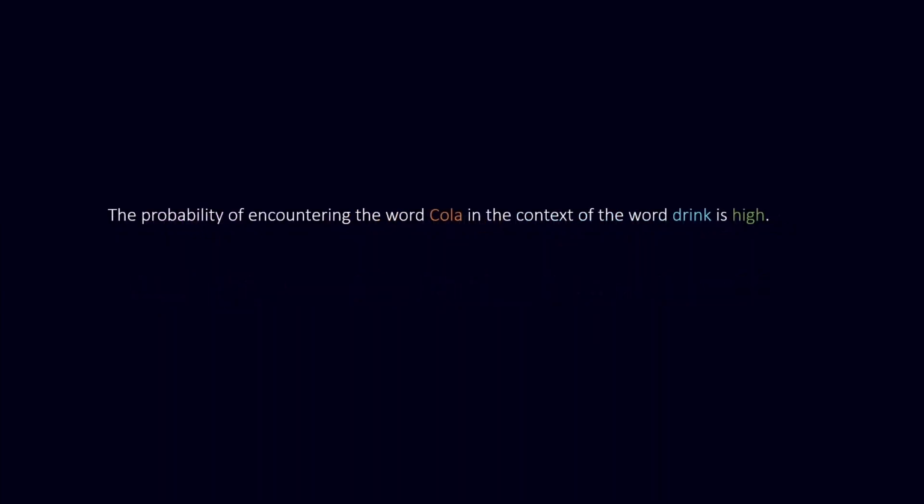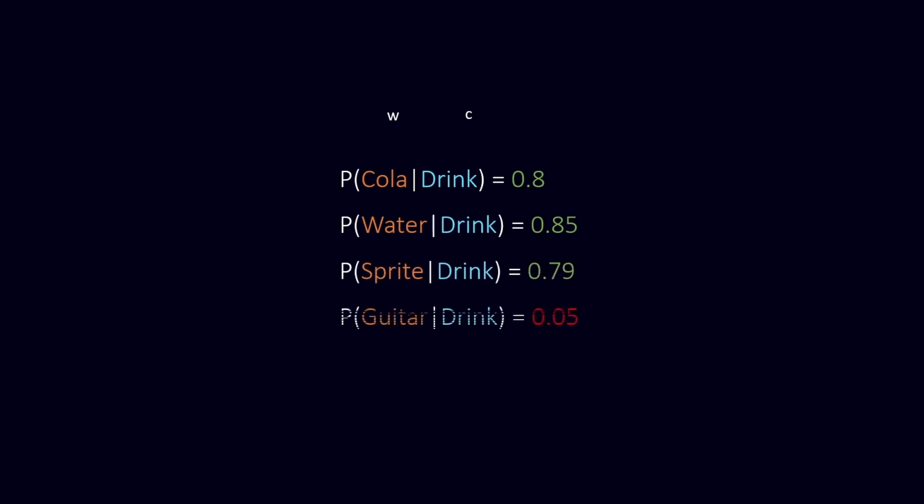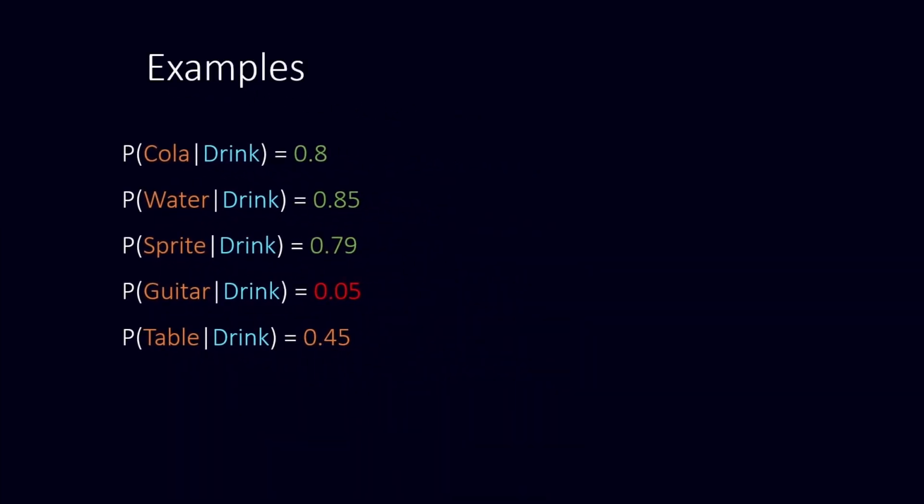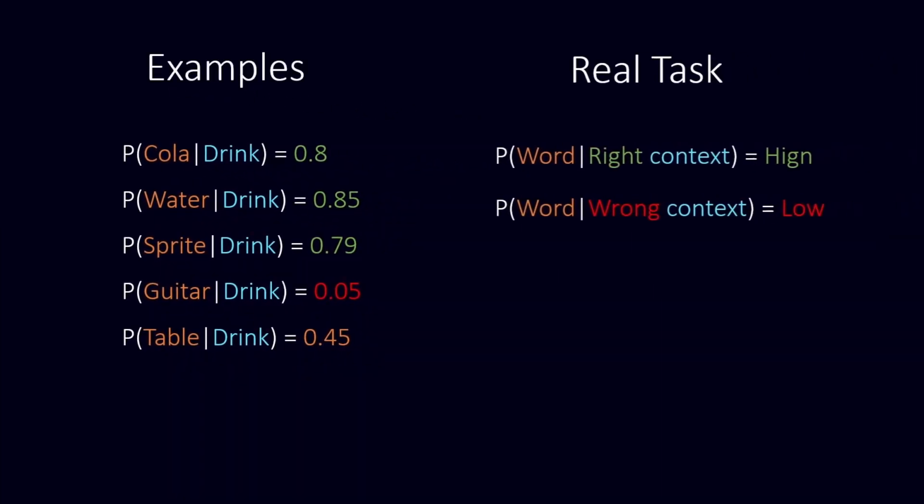Let's use this technique for our words. Here's one more sentence. I think you can read it yourself. So that's the math way to represent that sentence. So we have word and have context, W and C. Let's add more examples. Water and drink, high probability. Sprite and drink, high. Guitar and drink, low probability. These are our examples. The real task looks like this.